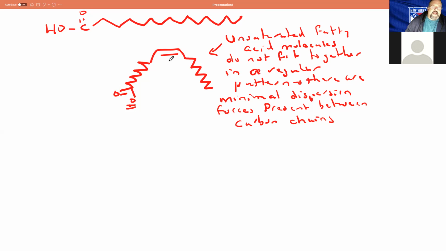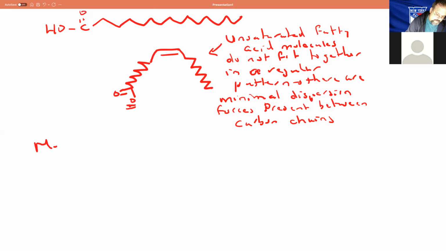Your saturated fatty acid molecules are able to fit together in a regular pattern, which allows dispersion forces to occur between the carbon chains. And your unsaturated fatty acid molecules, because of the cis nature of the double bonds, have a carbon chain that bends at each cis double bond, and that gives the molecules an irregular shape, and therefore dispersion forces are not as readily able to exist.